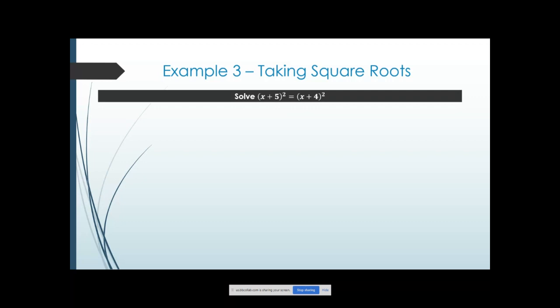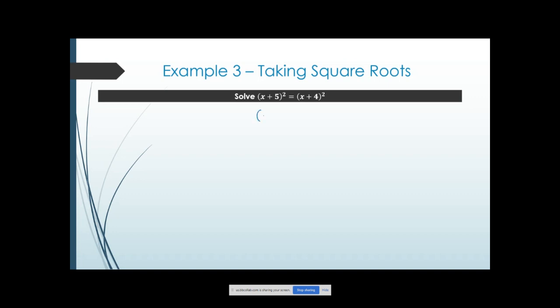Example 3 here, and this is actually the last example that I have. And then we'll open time for questions after this one. So what happens when we have something squared equals something else squared? Like this case. We have the square root of x plus 5 squared equals x plus 4 squared. So if you're taking square roots, we always had to add a plus or minus. We still need to do that. We're just going to pick one of the sides to add the plus or minus to when we take the square root.